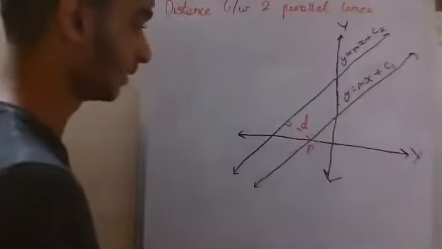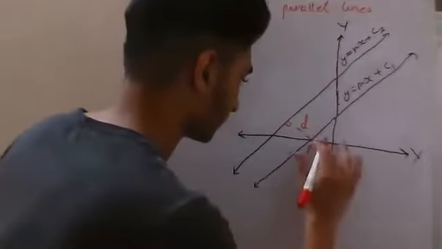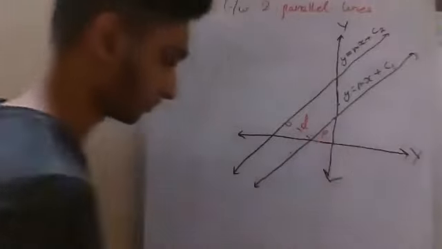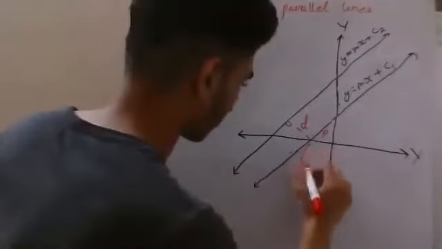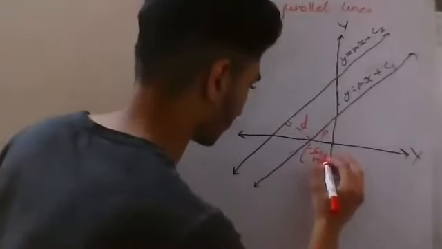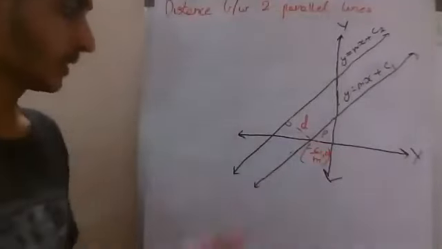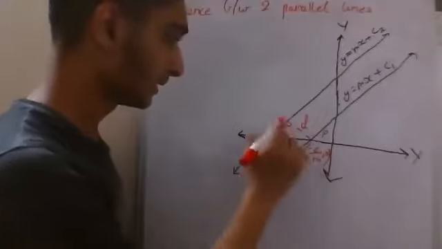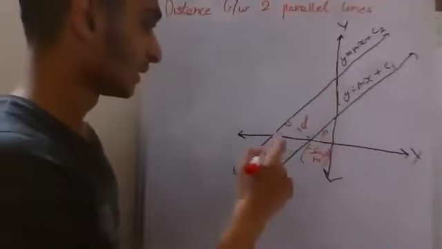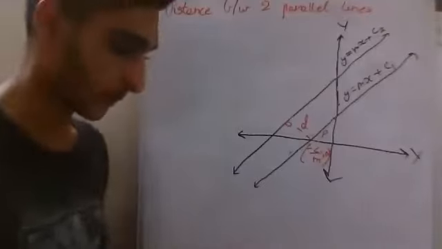Now, as this is the x-intercept, coordinates will be, these are the coordinates. Now, as you know, you have to find this distance d. This is nothing but what we learned previously, that is the distance between a line and a point. So we're going to apply the same formula over here.